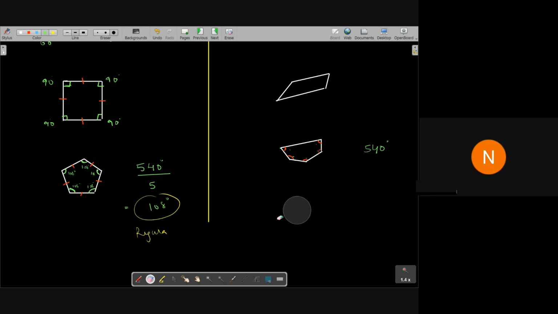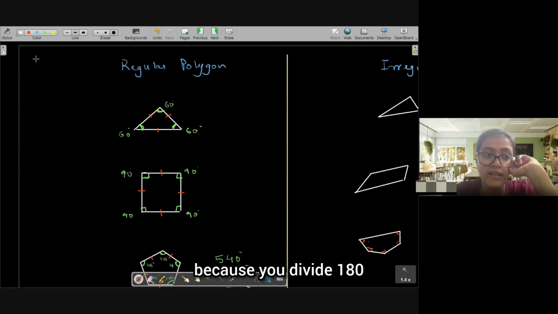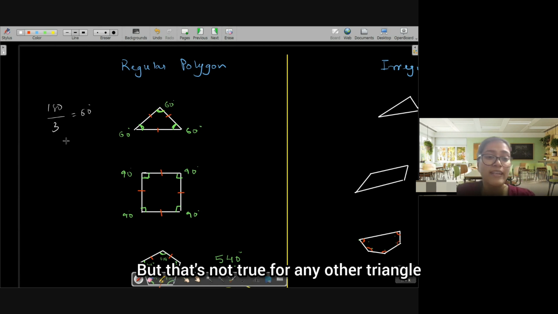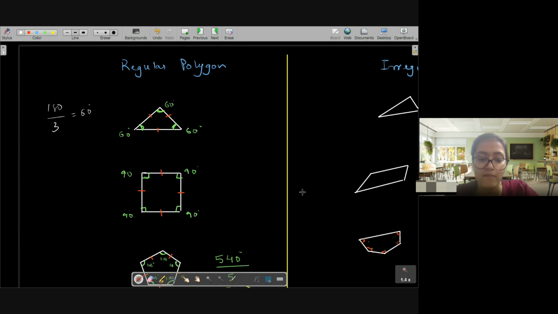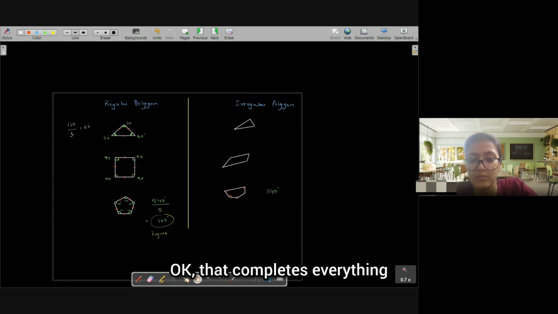That's why you have 60, 60, 60, because you divide 180 by 3, you get 60. But that's not true for any other triangle. This is only true for an equilateral triangle. Okay, that completes everything.